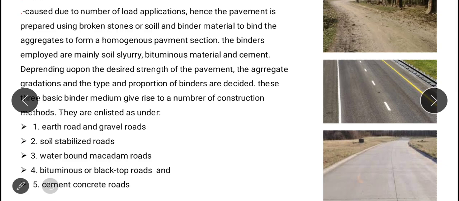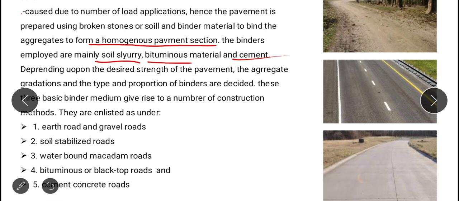Hence, the pavement is prepared using broken stones or soil and binder material to bind the aggregates to form a homogeneous pavement section. The binders employed are normally soil slurry, bituminous or asphaltic material, and cement. In case of flexible pavement, we go for bituminous material as a binding material, cement in cement concrete road, that is rigid pavements, whereas soil slurry, aggregate, gravel, etc. are used in case of earth road, gravel road and up to WBM road.